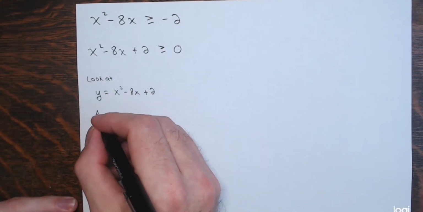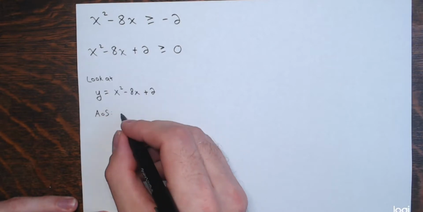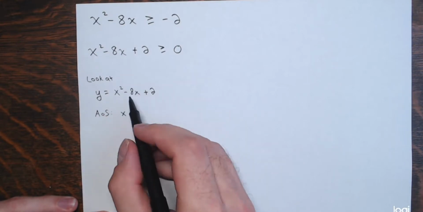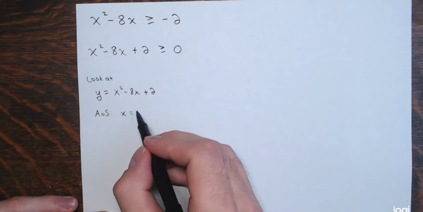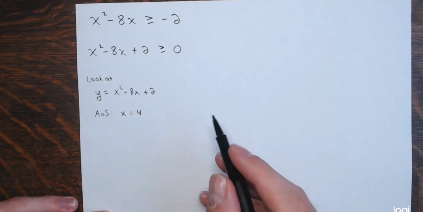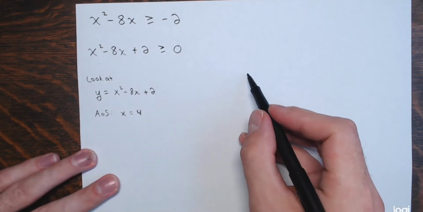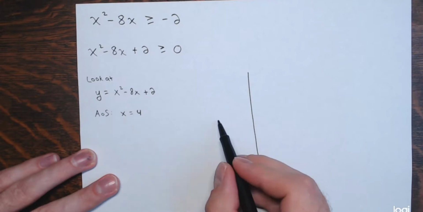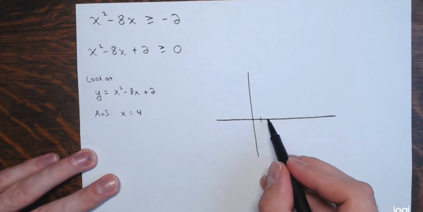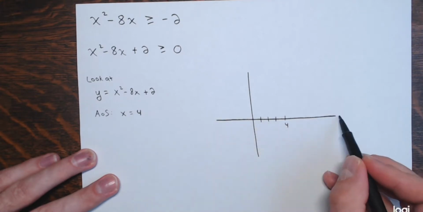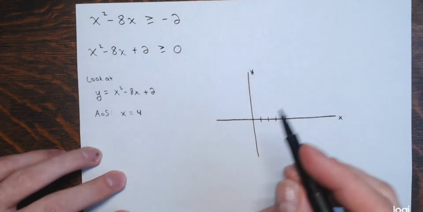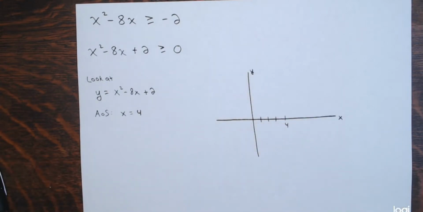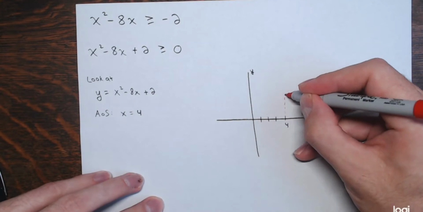The axis of symmetry is x equals positive 8 over 2, so x equals 4 is where the axis of symmetry is. So I'll write that over here. Do a little dotted line, x equals 4, the axis of symmetry.